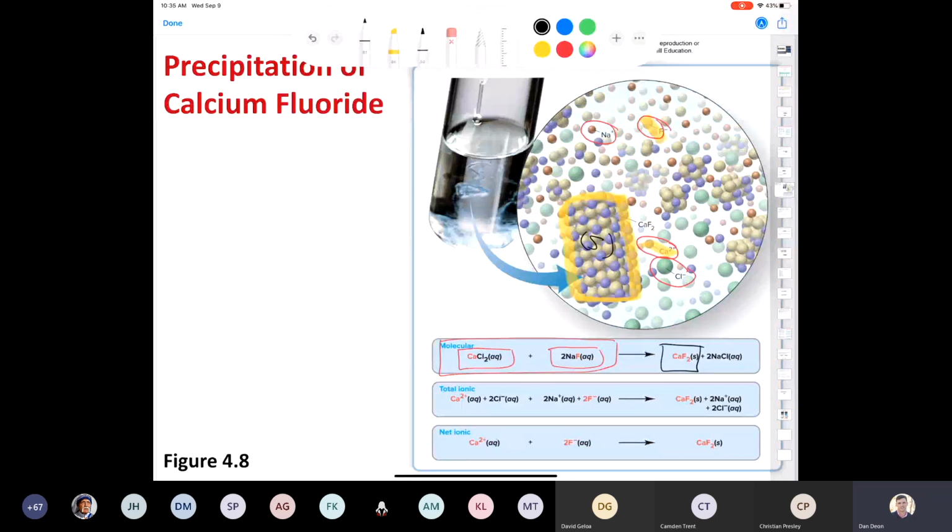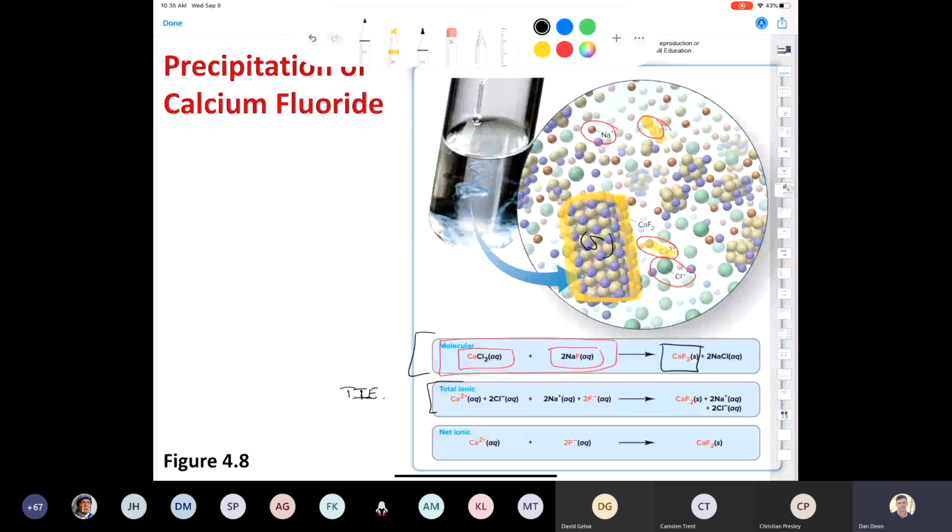Now, if you're way ahead of me, you might be asking, well, Mr. Dion, how do you know it's a solid? How do you know it's not aq? There's a good way to figure that out, and I'll tell you in a little bit. And then you're left over with sodium chloride. That's your molecular equation, the first one here. You write out all the ions, and you get your total ionic equation. Then you write out your net ionic equation. You cancel out the spectator ions, the sodium and the chloride. They didn't do anything anyway.